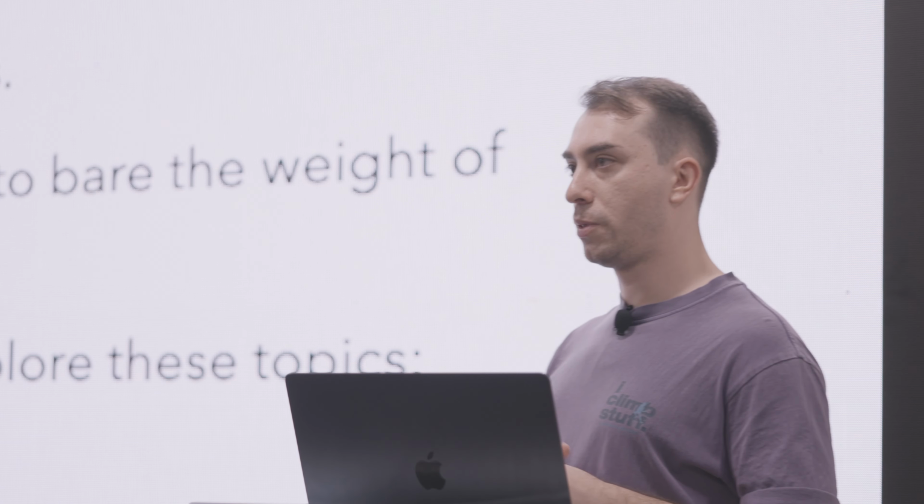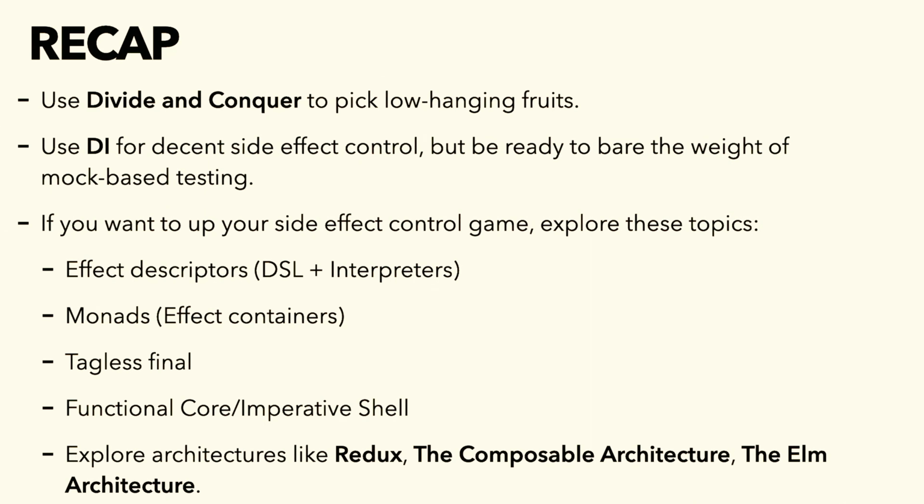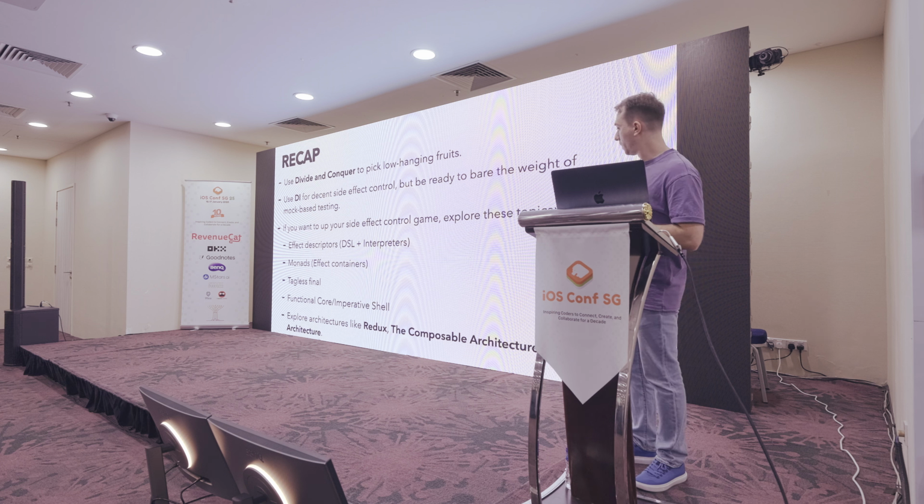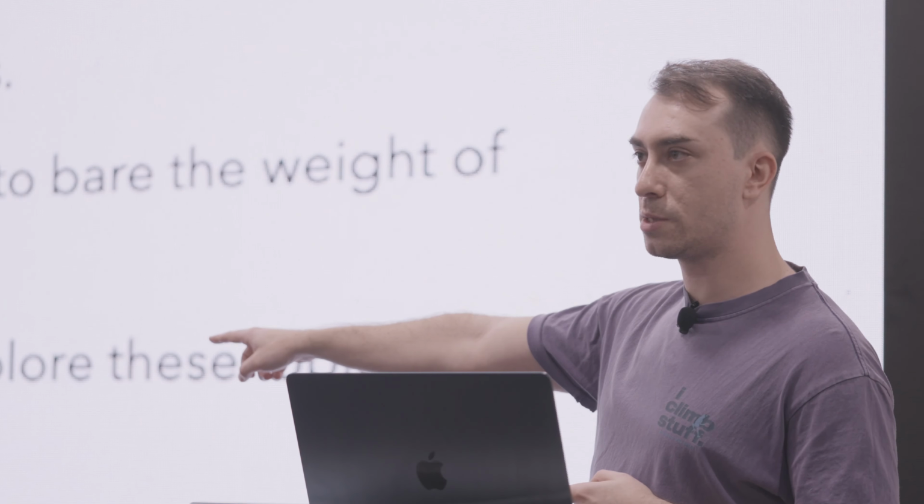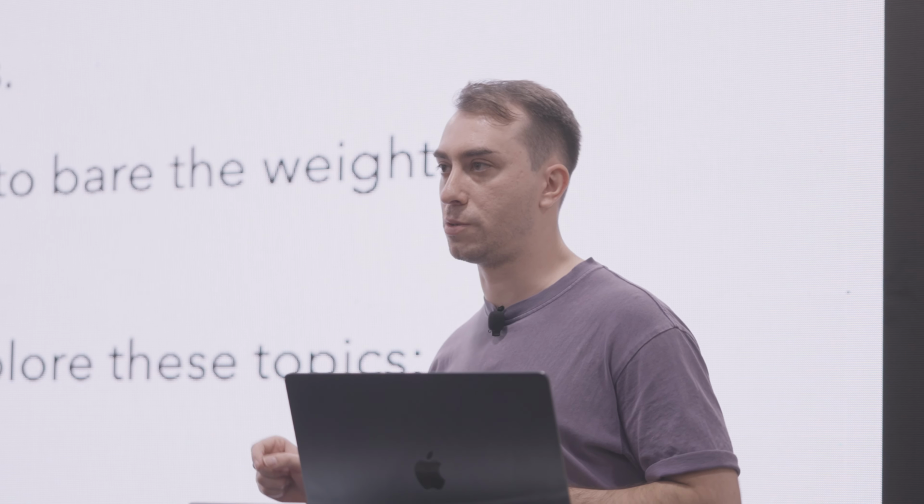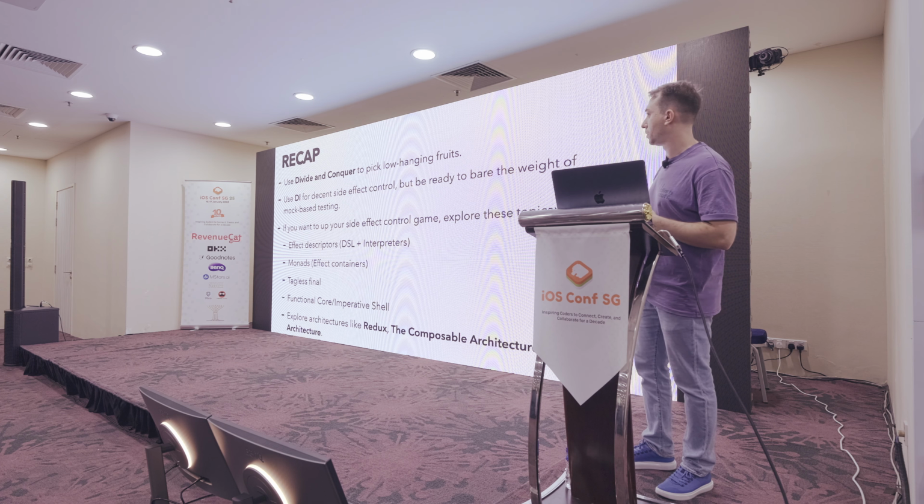Finally, you can explore architectures such as Redux, the Composable Architecture, and the Elm architecture. All of them use some sort of effect management technique. Redux and Composable use monads and dependency injection. The Elm architecture uses the effect descriptors that we used today, and that's what my team uses.